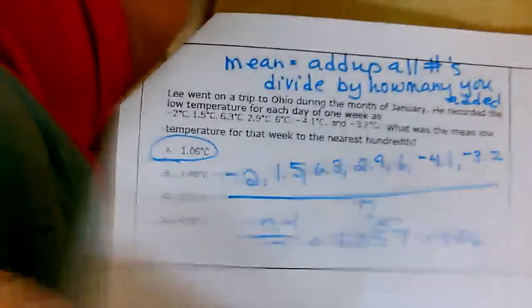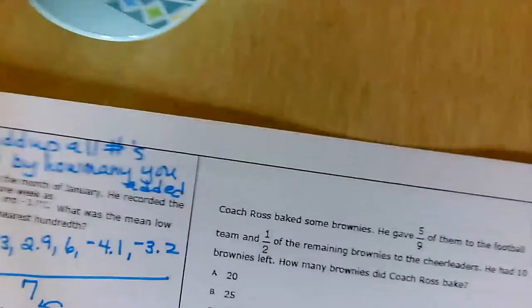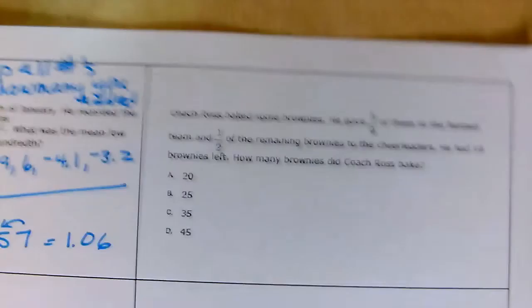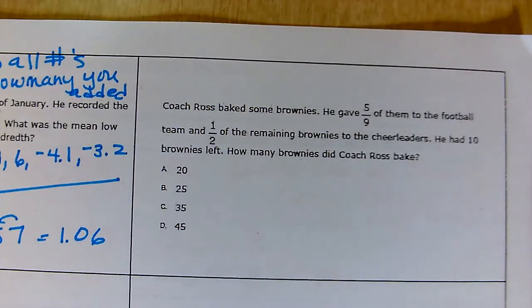All right. Coach Ross baked some brownies. He gave 5/9 of them to the football team and 1/2 of the remaining brownies to the cheerleaders. He had 10 brownies left. How many brownies did Coach Ross bake?